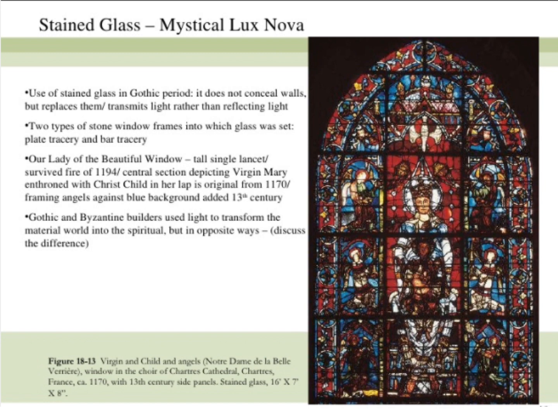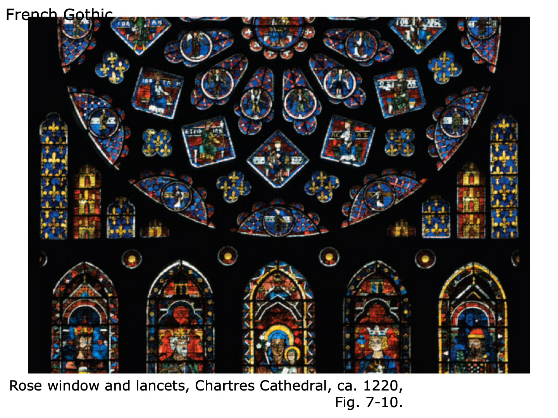There were Gothic and Byzantine builders that were used. The Gothic and the Byzantine eras use light to transform the worshipper's experience. This is a rose window that was gifted to Chartres Cathedral by Queen Blanche of Castile.